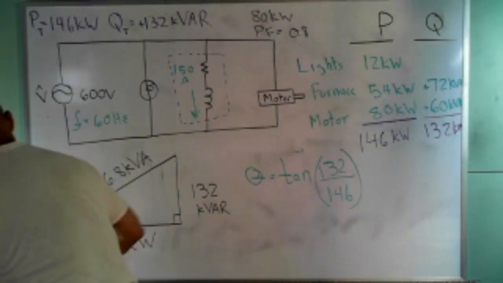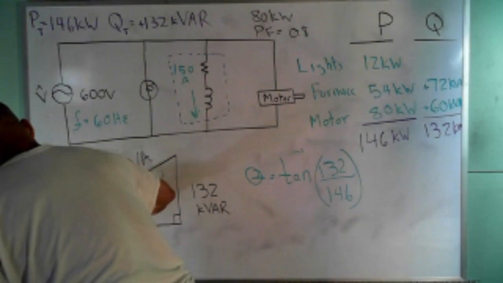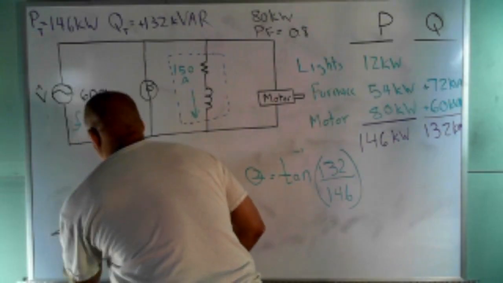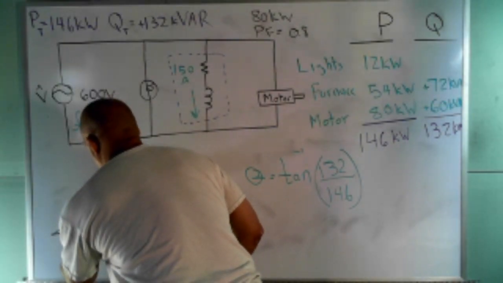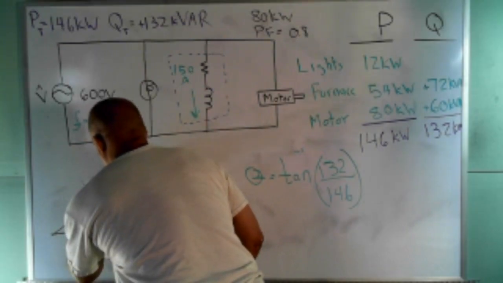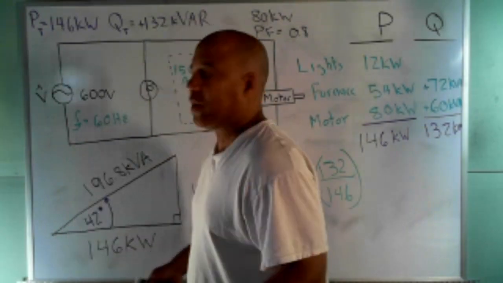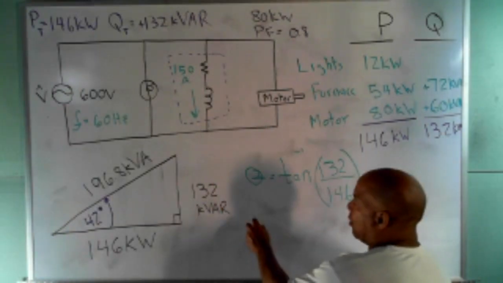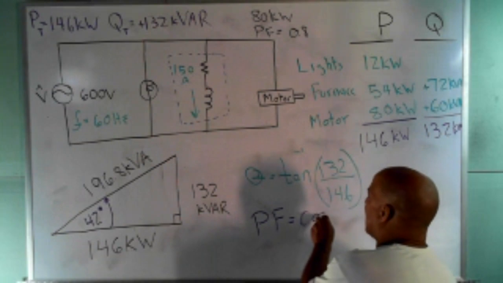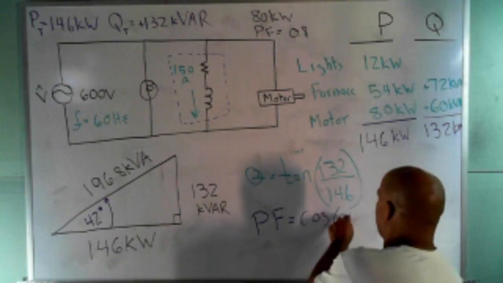Actually, let me make that purple. I don't know how well these colors show up. Did you say 42.12? I'm going to go ahead and round it to 40. This is 42 degrees. So the angle is 42 degrees. So if I take the cosine of that angle, that'll give me the current power factor. So what's the cosine of 42 degrees?